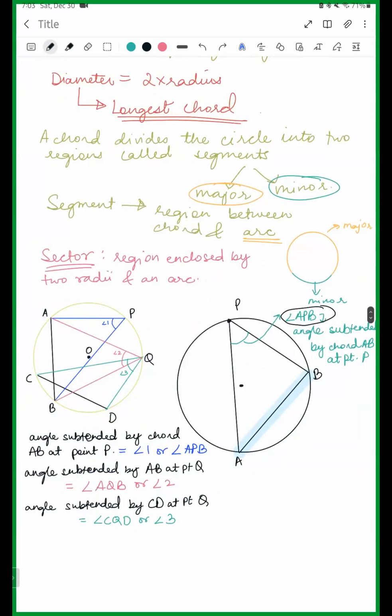Now let's come to some of the questions. We'll start with basic questions. Okay, so this is a theorem. The theorem is equal chords of a circle subtend equal angles at the center.